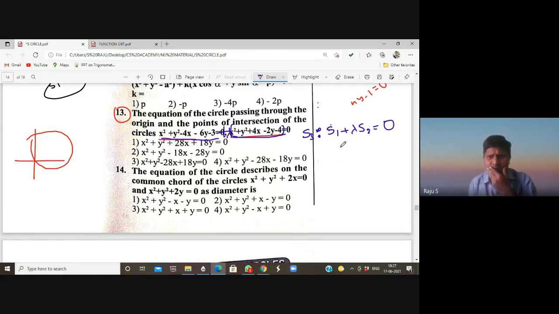How can you find lambda? Simple. The required circle is passing through what? The origin. Okay, substitute here: 0 square is 0, 0 square is 0, minus 3. Here plus lambda is there, again 0 square, 0, 0, 0, 0, minus 4.